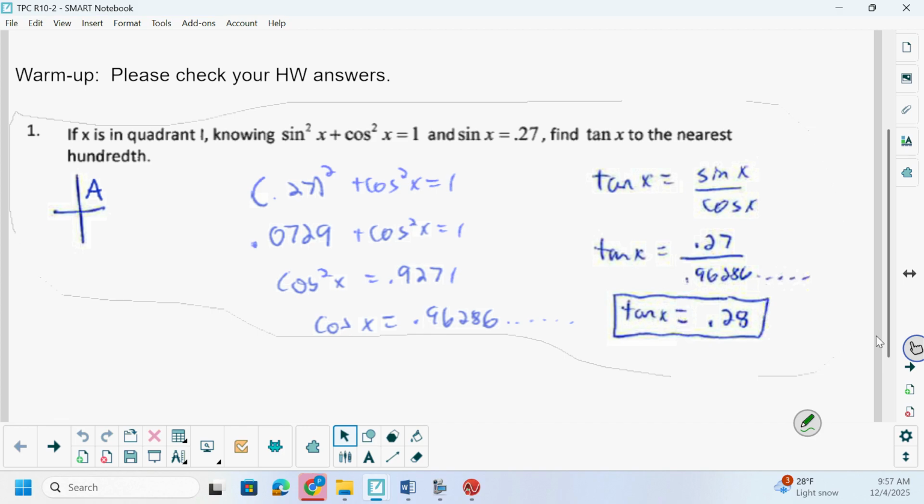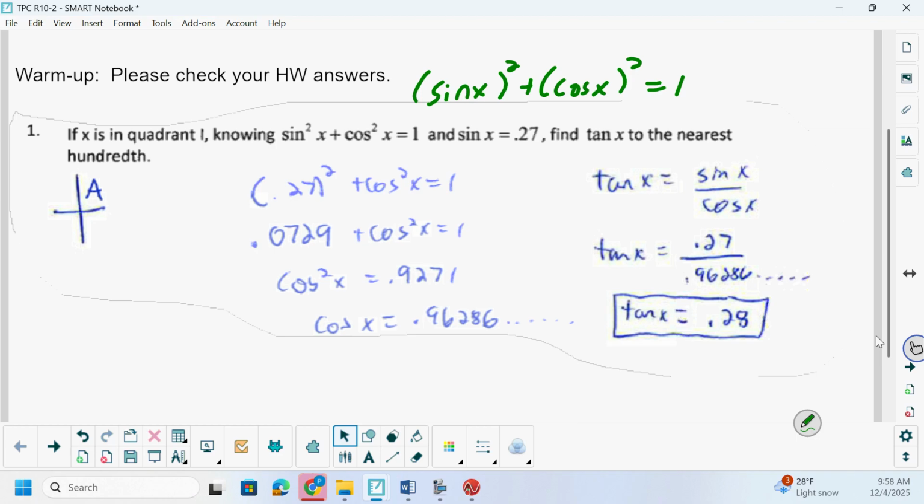So first one that we have, using our Pythagorean identity of sine squared plus cos squared equals 1. Remember, really what that is: sine x in parentheses squared plus cos x in parentheses squared equals 1. How it's written there is just the common notation of how it's seen. So replace your sine with the 0.27, square it and subtract it over, and then to undo the square, do the square root of both sides.